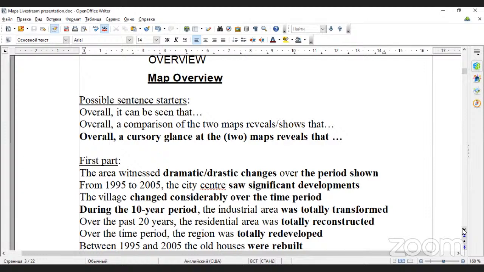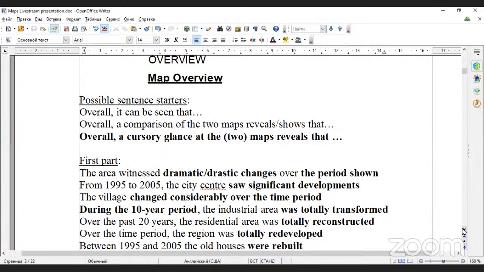Some people might say that when there's an overview, you should already know what you're writing about, so it's not a cursory glance. But my opinion is that your overview is just a general bird's eye view at the map or graph or whatever. So I use this expression. If you don't like it, use it can be seen that. Quite simple, quite primitive, but you're on the safe side.